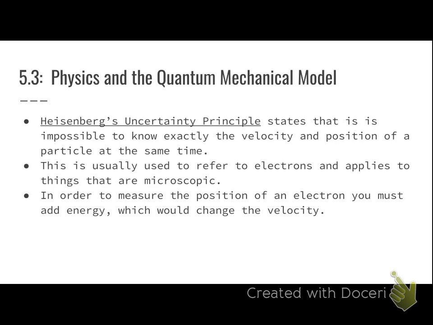If we wanted to measure the position of an electron, we would have to add energy. And energy would change the speed of the electron in the atom, making it very difficult to actually figure out where the electron is going to be. It is currently thought to be impossible to know exactly the velocity and position of a particle because we can't measure one without altering the other.